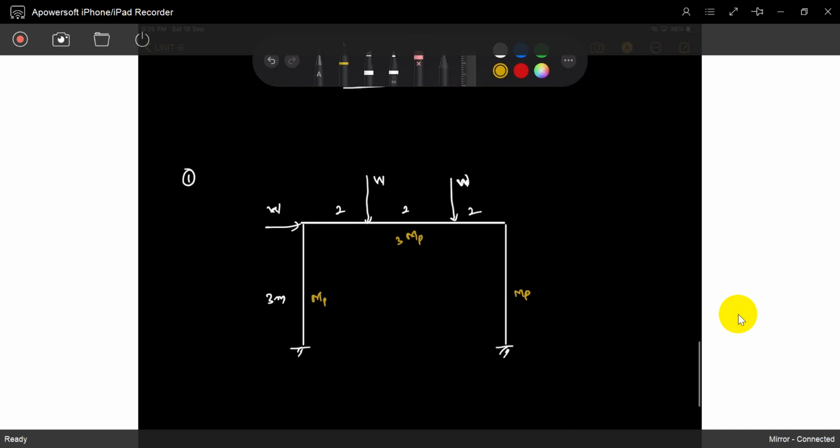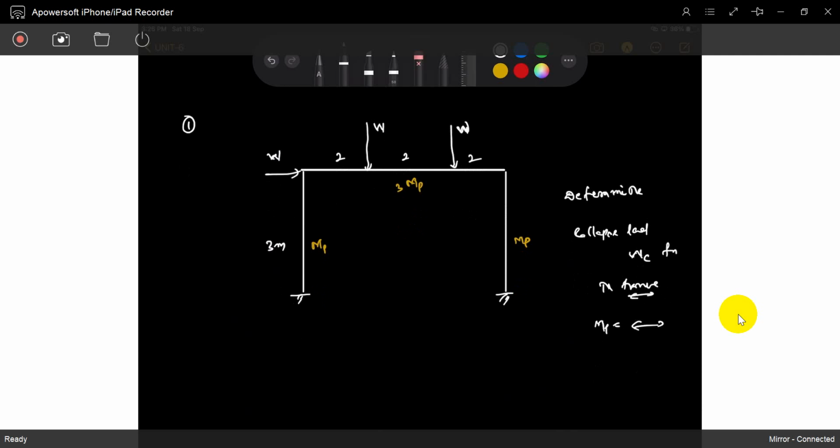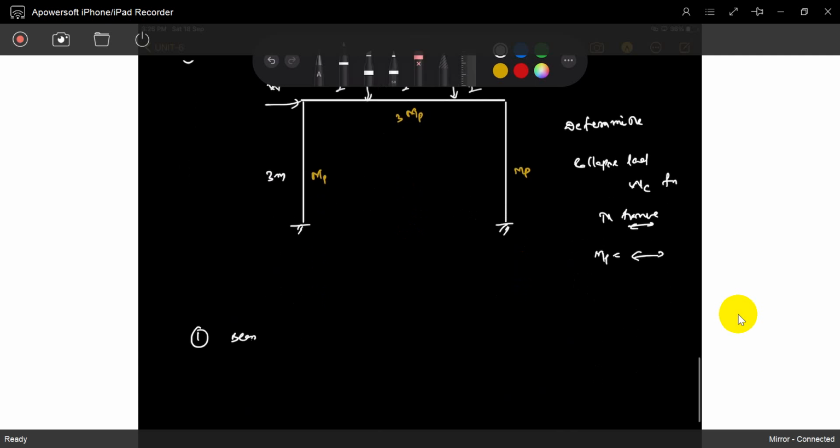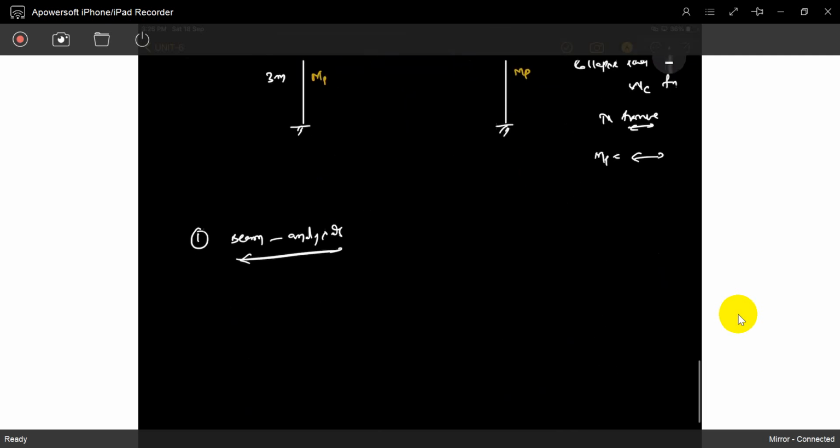Okay, so determine the collapse load WC for the frame. If MP is given some value, then you can find it. Otherwise you can write it in terms of MP. If he gave the MP value, you can find it. Okay, so that's it. So now we will do first the beam analysis.